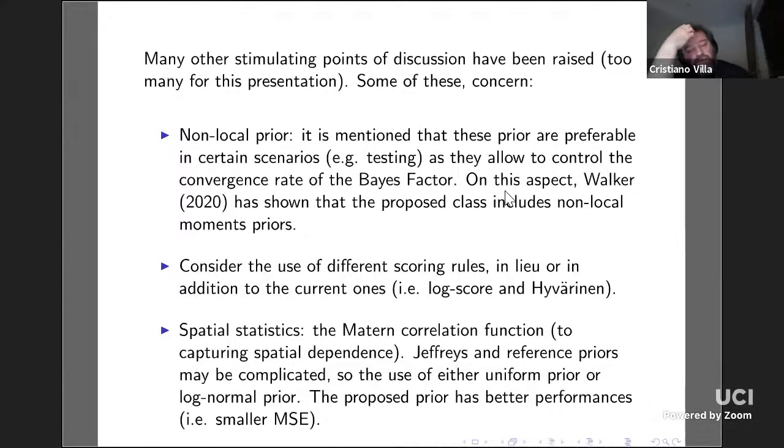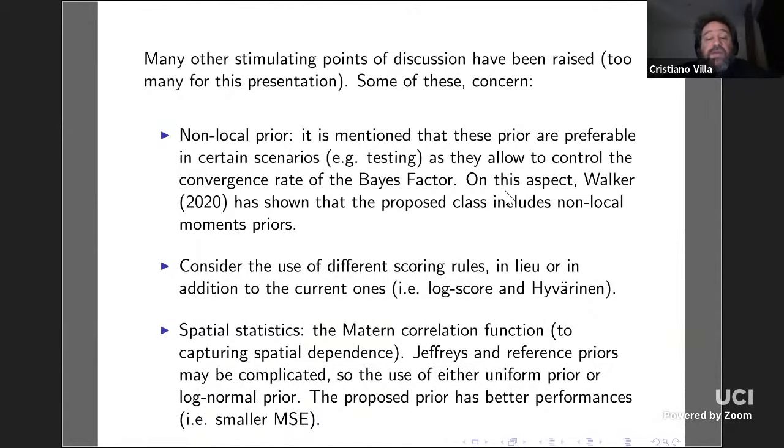And finally, this is more specific. It's something that interested me, that in spatial statistics, I was not aware of it. There is this Matérn correlation function that is used to capture the spatial dependence. And it looks like the practitioners have issues in implementing Jeffreys and reference priors, I believe because of the complexity in deriving particularly the reference prior and possibly checking that the posterior is proper, given that the prior will most likely be improper.